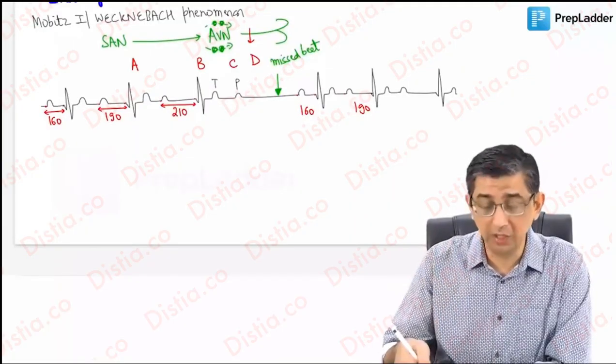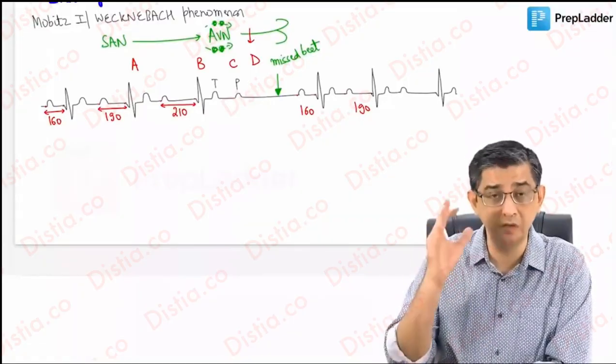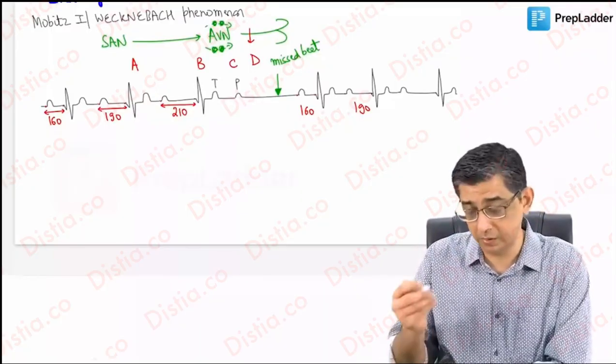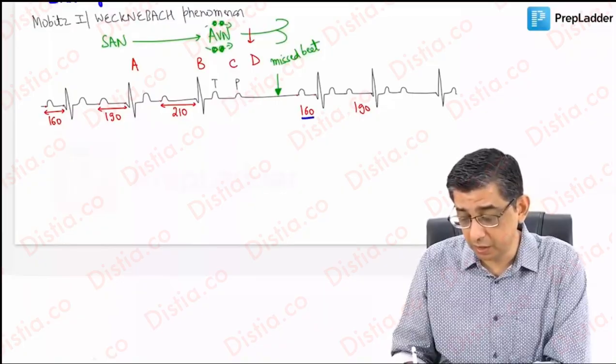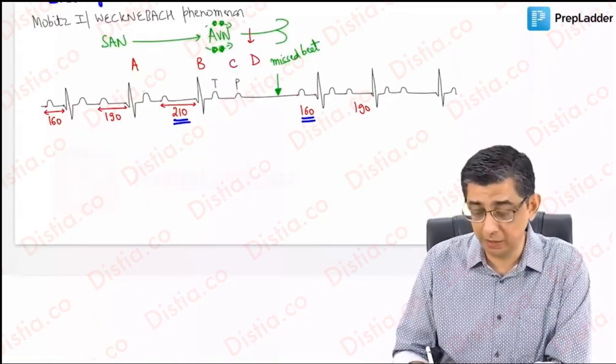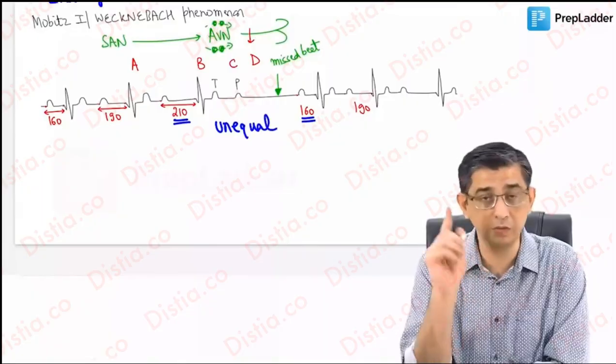all you need to do, if you identify the missed beat either by the vertical arrow given by the examiner, or suppose it does not even give it, you can at least identify the P wave, and after the P wave, there's no QRS complex. You just need to look at the PR interval after and then before, and you will notice that the PR interval after and before will always be unequal in Mobitz 1 heart block.